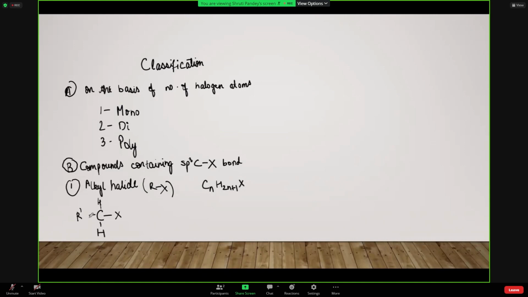When a carbon is attached to only one carbon atom, then it is said to be the primary carbon. And so यहाँ पे जो alkyl halide है, that will be called as the primary alkyl halide. Now talking about the secondary.